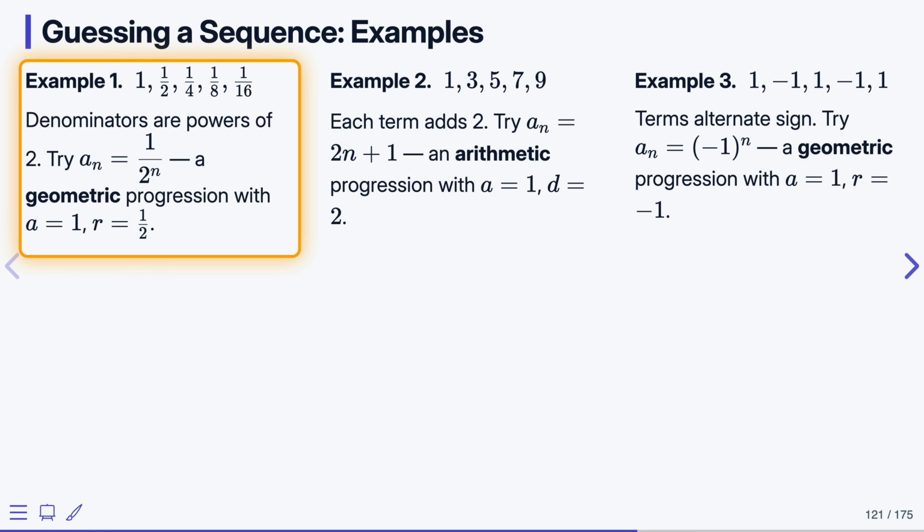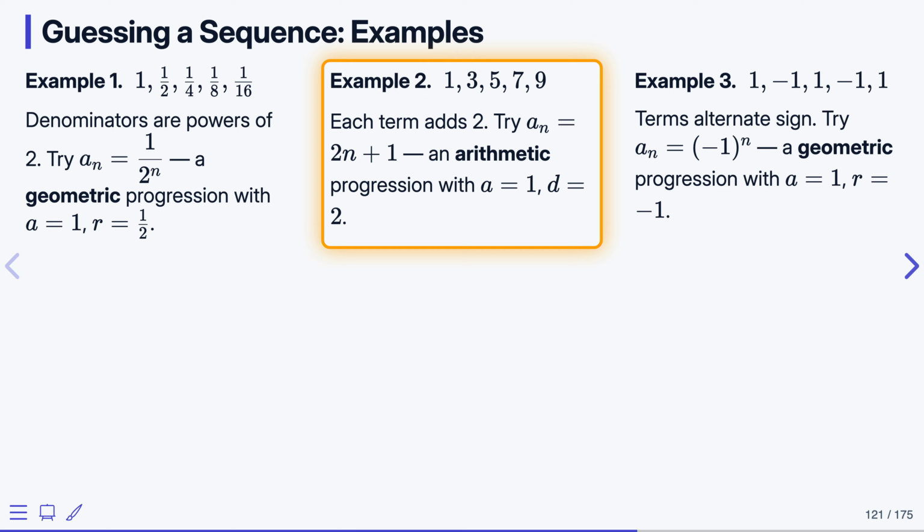Let us try the checklist on 3 examples. Example 1. 1, 1/2, 1/4, 1/8, 1/16. The denominators are 1, 2, 4, 8, 16, which are powers of 2. So a good guess is a sub n equals 1 over 2 to the power n, and this is a geometric progression with ratio 1/2.